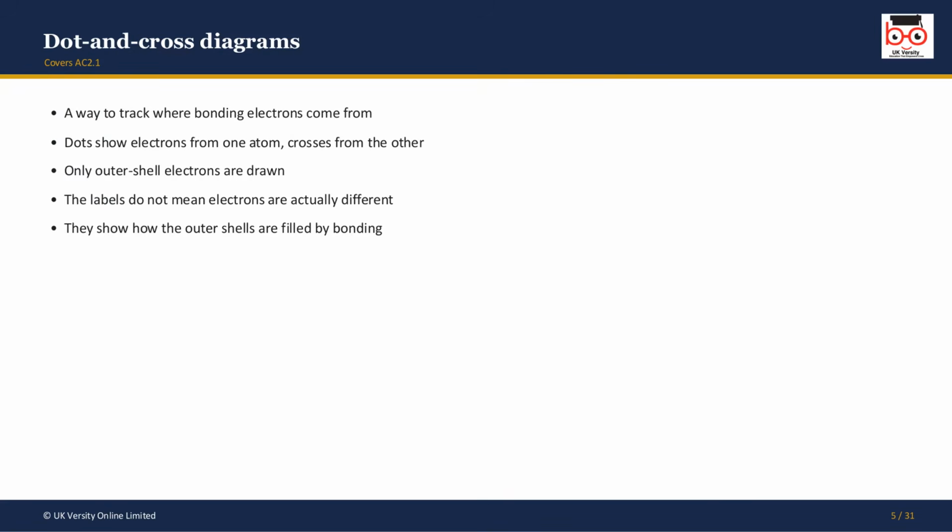Dot and cross diagrams are a neat way to keep track of where the bonding electrons have come from. We draw electrons from one atom as dots and those from the other as crosses, showing only the outer shell. Of course, electrons are all identical. The labels don't mean they're really different. They just let us follow how each atom's outer shell gets filled during bonding.